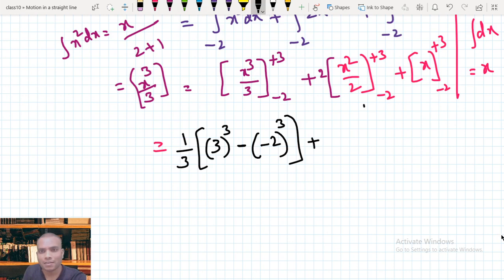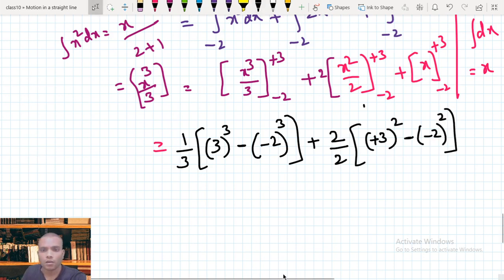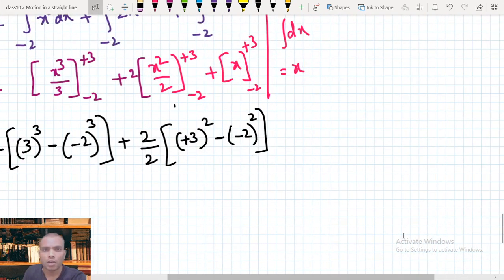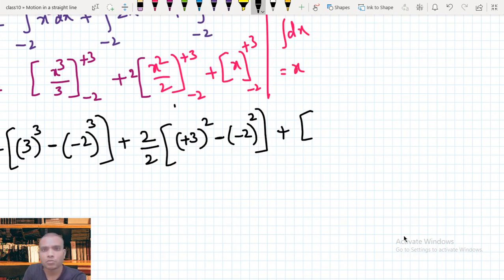And plus for the second one, the 2 is already outside, and I can bring the denominator outside. Now I can substitute the upper limit, plus 3 whole square, and take the negative sign and substitute the lower limit, which is -2 whole square. Now for the last term, there is no number, so directly substitute the upper limit plus 3, take the negative sign and substitute the lower limit, that is -2.